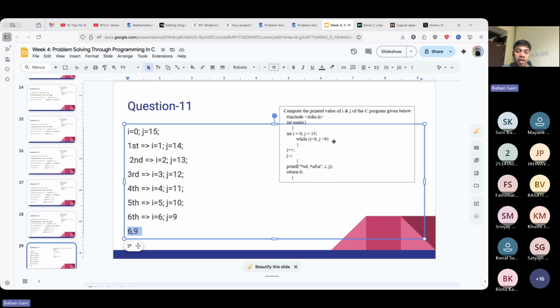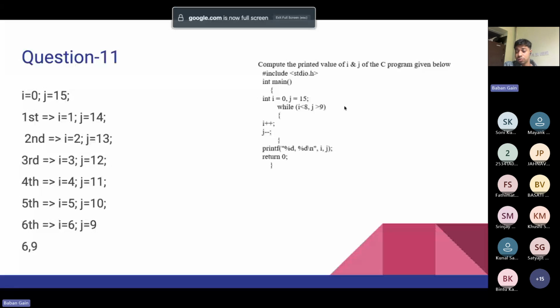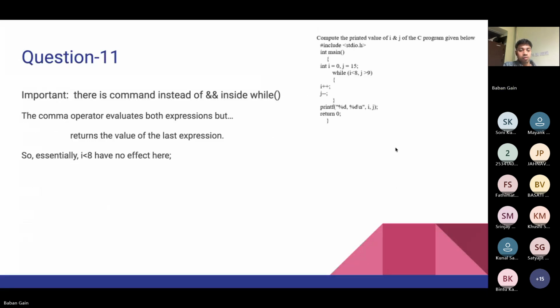So yeah, this is not, and this is a comma. So I is 7 and j is 8. Yes, okay. And someone else was speaking as well. Sir, I is 5, J is 10.